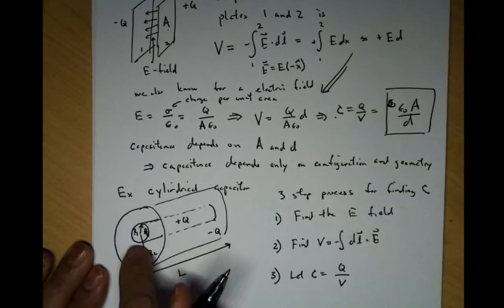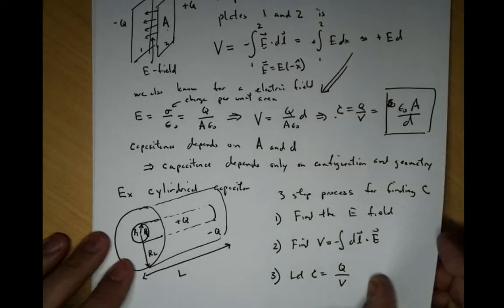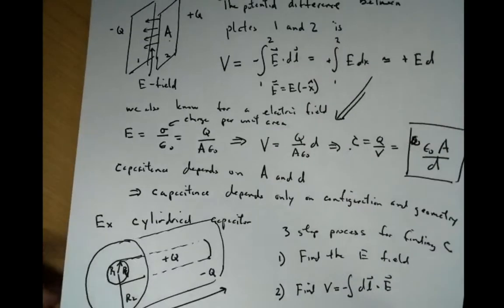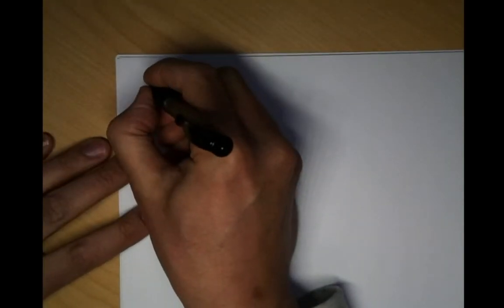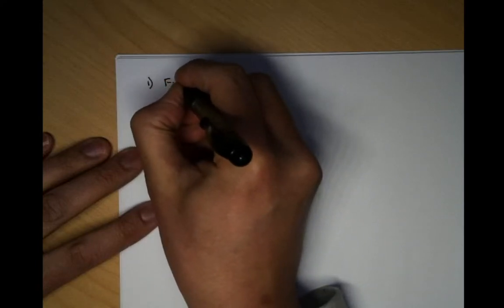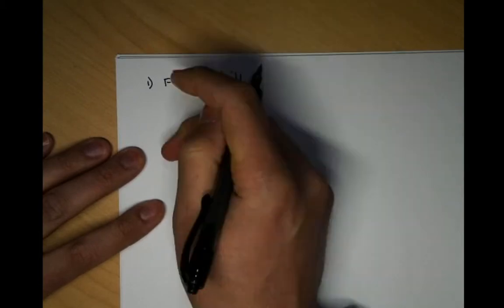So that's the three-step process. I'm going to apply this three-step process to the cylindrical capacitor right now. Let's go ahead and do that. The first thing we'll do is find the electric field. So for the cylindrical capacitor, step 1: find the electric field.